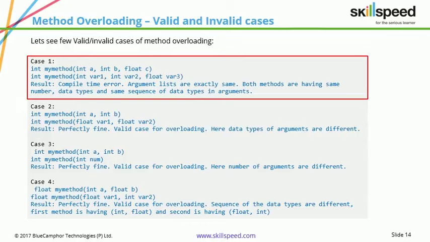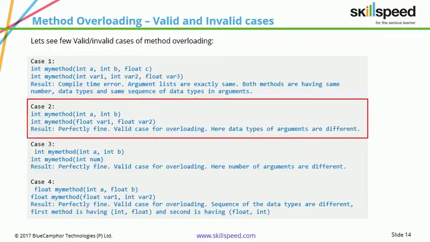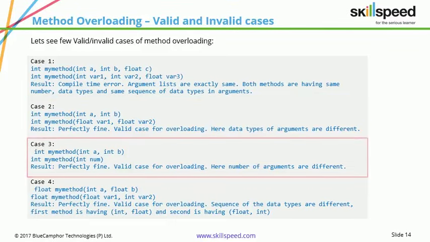The result will be a compile time error because argument lists are exactly the same. Both methods have the same number of data types and the same sequence of data types in the arguments. Consider case 2: int myMethod(int a, int b) and int myMethod(float var1, float var2). It's perfectly fine, a valid case for overloading, because the data types of the arguments are totally different.